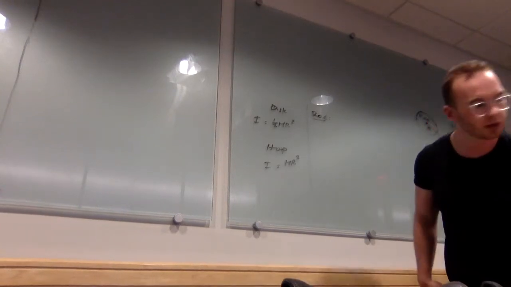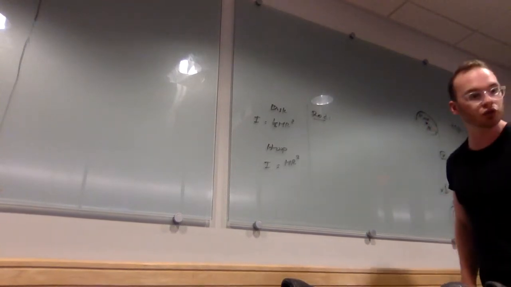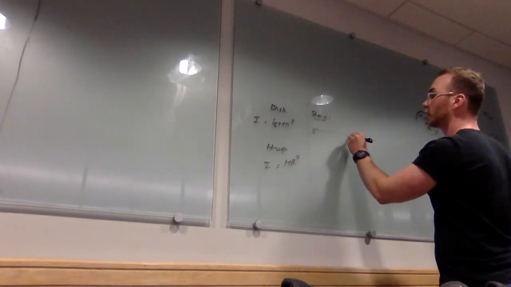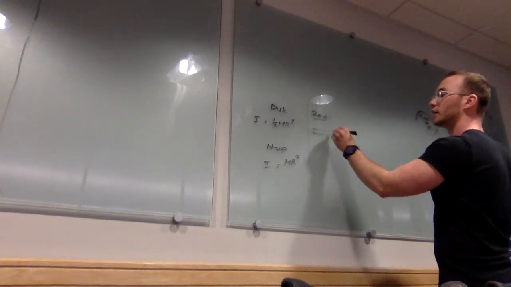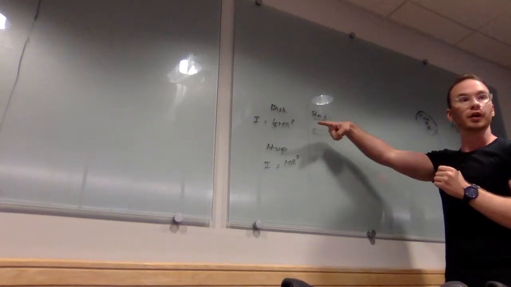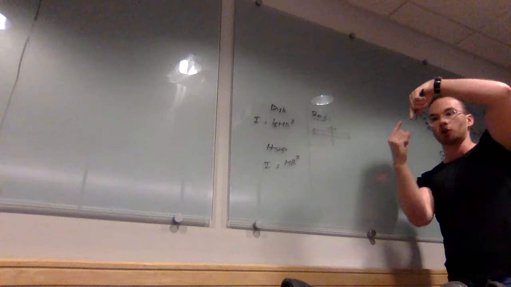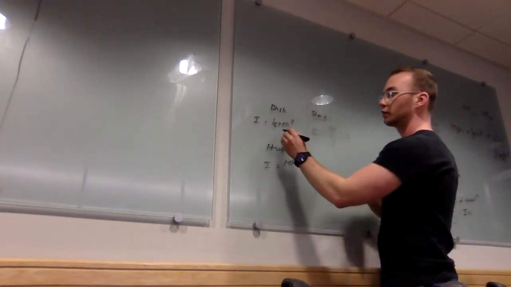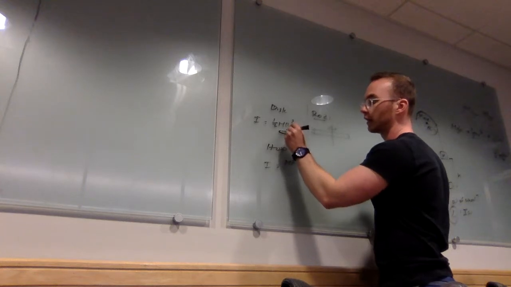So there's two rods. There's one that's rotated around the center. When I say rod, I mean it's rotated like this. It's not rotated like a disc. Note that a disc looks like this, right? And it's rotated like that.